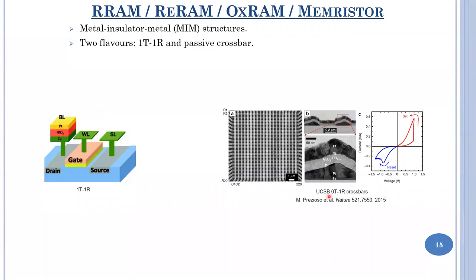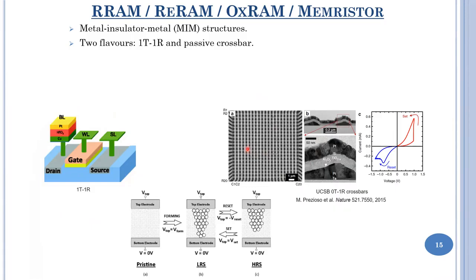However, in terms of area, since this is integrated on top of the drain, the effective area of this cell is the same as the transistor area. However, here, the effective area is the area of this device, which is very small. People have already demonstrated 1 nanometer by 1 nanometer RRAM devices. So it's the highest density we can get on any chip if you use this passive crossbar array, and that is why these are very promising. In terms of density, this flavor of 1T1R will be the same as that of flash memories, because even your flash memories are a one transistor structure. So that way it's not that advantageous. However, this passive crossbar is really advantageous.